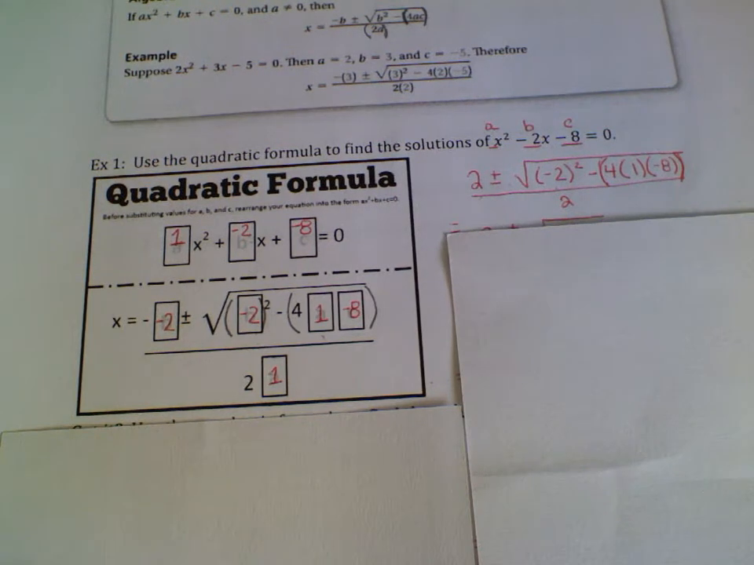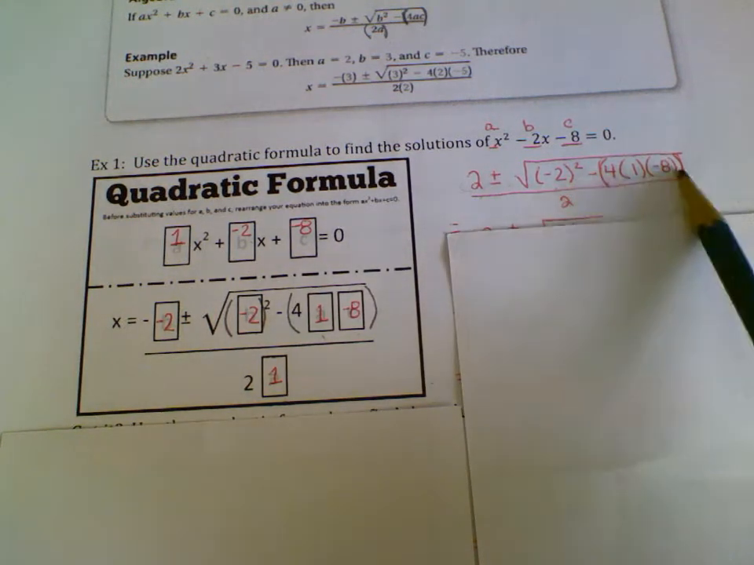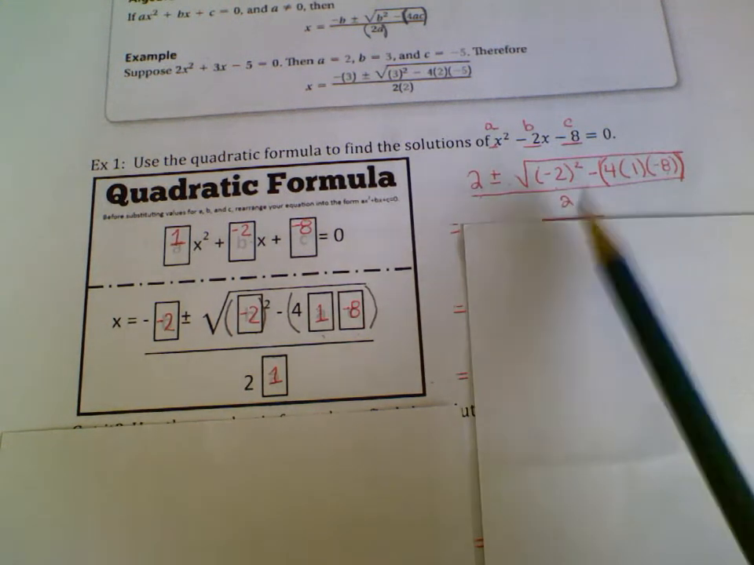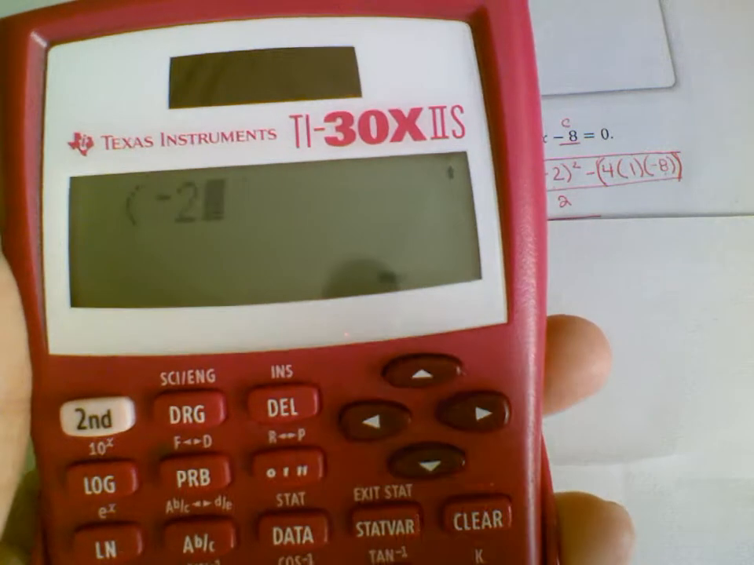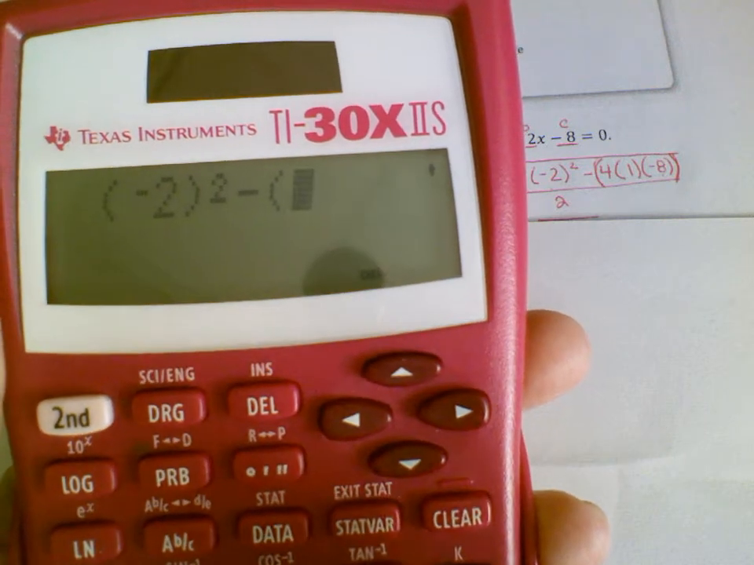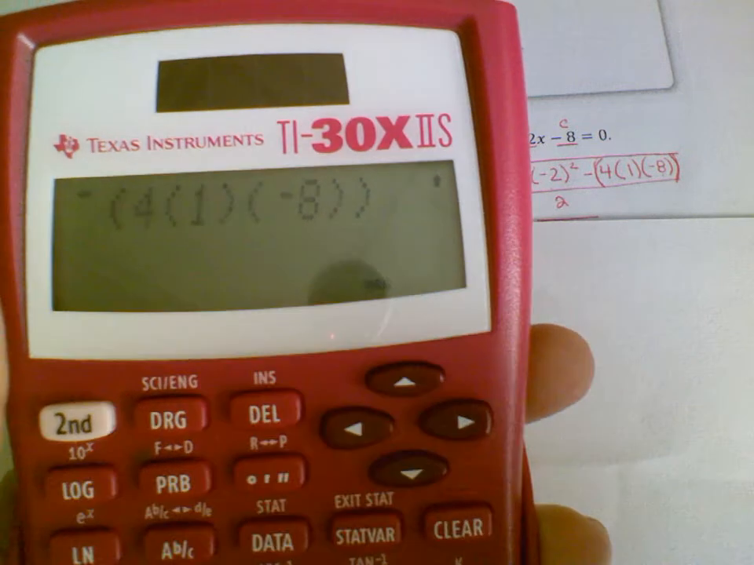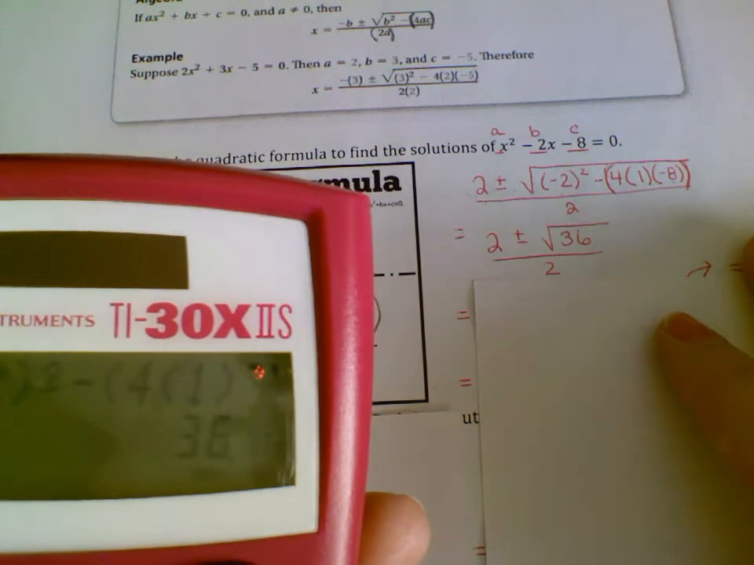So on your calculators, we're going to try and do it in 3 steps. We're going to do this first step where we do the opposite. We're going to type in this long string here to find what's underneath the radical, and then we're going to multiply here. So multiplying in 3 steps. So we did the 2, so now I'm going to type this in. I'm going to have negative 2 squared, and then minus with my parentheses 4, 1, negative 8, and then I need to close that parenthesis. So underneath the radical we're going to end up with 36.